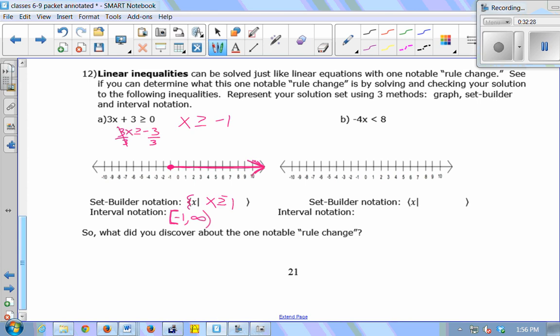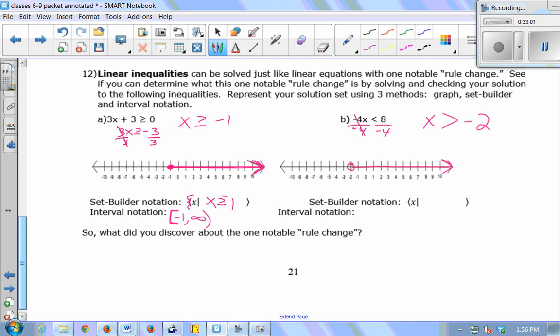All right, so negative 4x is less than 8. If I want to solve this, I'm going to divide both sides by negative 4. And I'm going to have my negative 4's cancel, and I have x on the left, and on the right I have negative 2. Do I turn the alligator around? Yes, I divided by a negative, so I turn the alligator around. X is greater than negative 2. So strictly greater than, so I'm going to use an open dot. And bigger than means to the right of. So I shade over here.